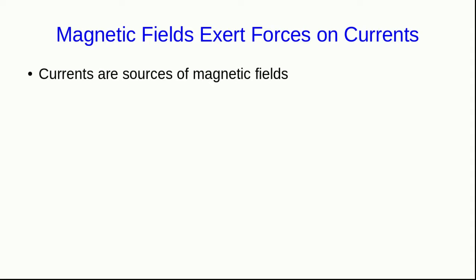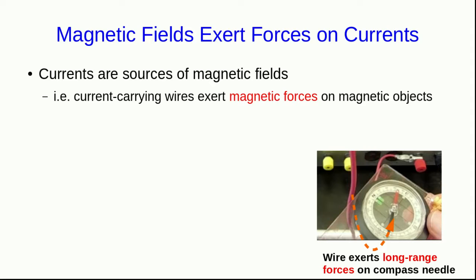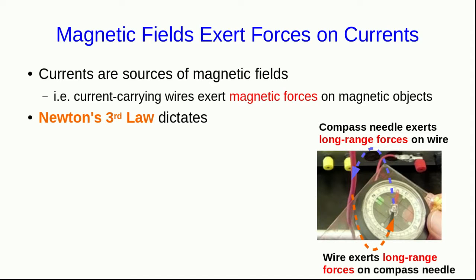Note that when we say that currents are sources of magnetic fields, what we really mean is that a current-carrying wire exerts magnetic forces on nearby magnetic objects. After all, the magnetic field is our model for how forces are being exerted at long range. And so, for example, the wire with a current running through it exerts long-range forces on a compass needle, and that is why the compass needle turns to point in the direction of the field as you move it around near the wire. Well, as always, Newton's third law must apply, and so because the wire is exerting magnetic forces on the compass needle, the needle must be exerting long-range forces back on the wire.